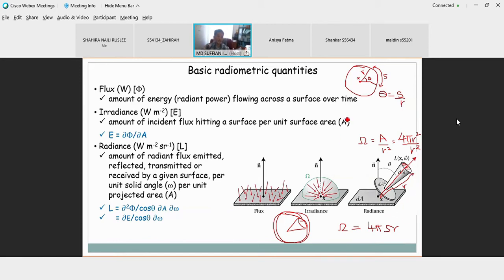Ini kita assume, sekejap saya screen back screen, no eraser.